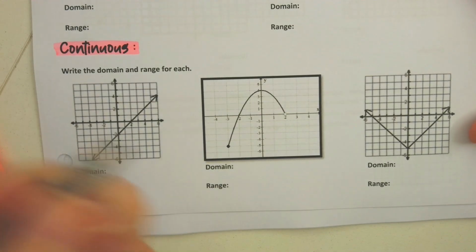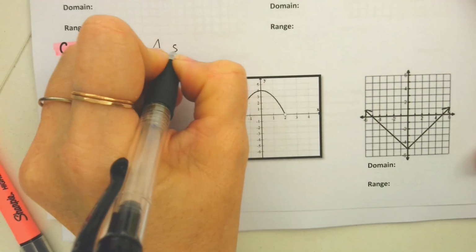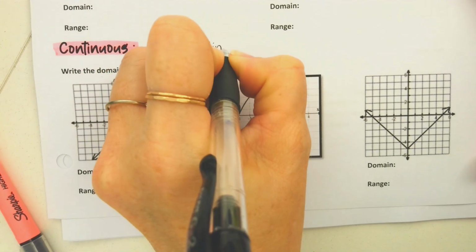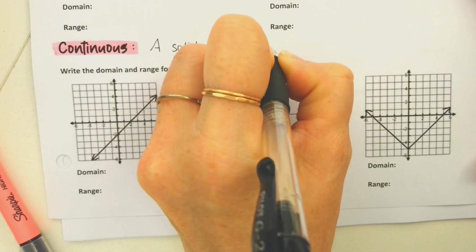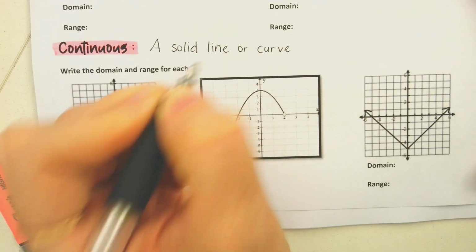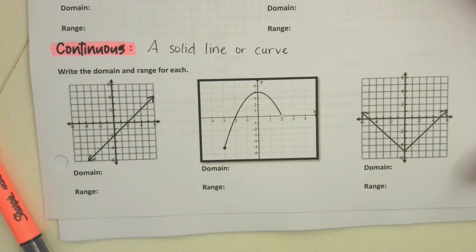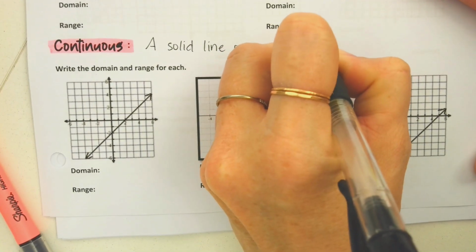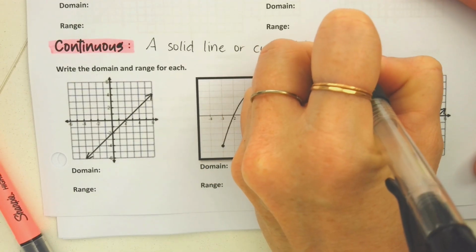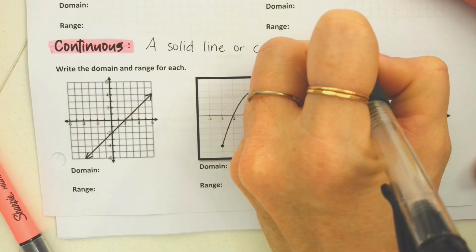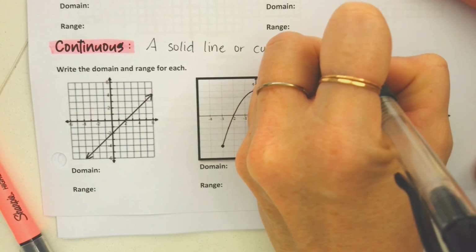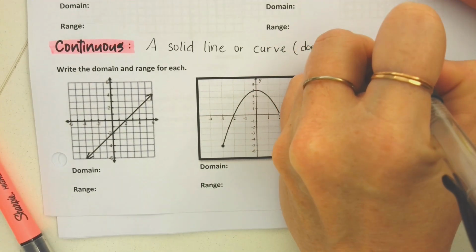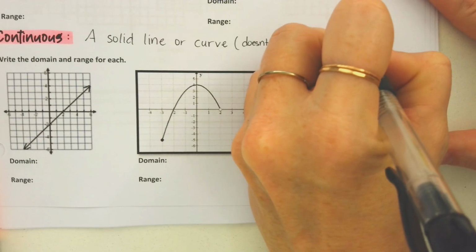So my technical definition, I'm going to say it's either a solid line or smooth curve. Solid line or curve. And then you might want to make yourself a note there. Does not have to have arrows. It doesn't have to have arrows going to infinity. That's usually the most common mistake, is people think, oh, it continues forever. Not necessarily. Doesn't have to have arrows.